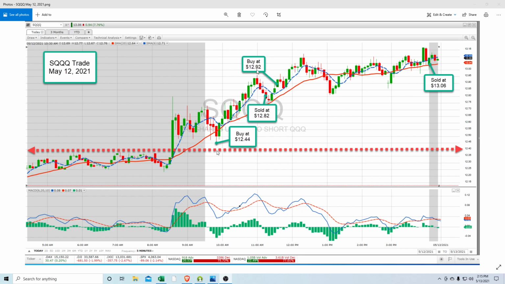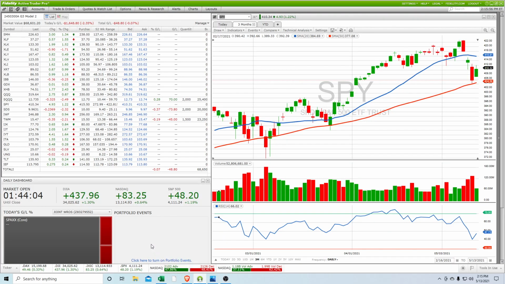So I held it till the end of the day, and I got stopped out at 1306 for another gain of 14 cents. So on the day we made $760 on the first trade and $280 on the second. So that's about $1,000 or so. My math is terrible. That's 4.2% on that particular trade. So that was a pretty nice trading day.